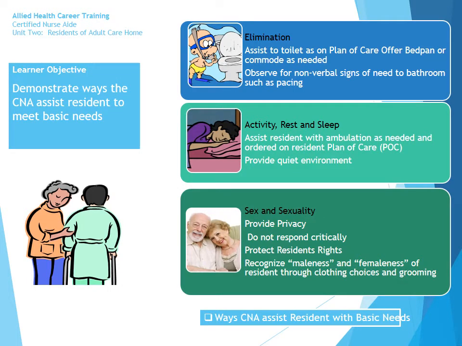Some other ways that you can provide for basic needs for your resident include elimination, activity, rest, and sleep, and providing for sex and sexuality. So elimination is the process of going to the bathroom. You can assist your residents to the toilet, use a bedpan or a bedside commode as needed, and however is dictated on the plan of care. Now the plan of care we will get into a lot more in depth later on in the class, but basically the plan of care is going to tell you what you need to do for your residents and how you're going to carry that out.